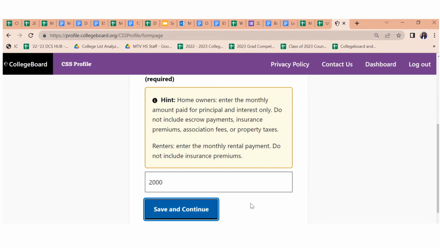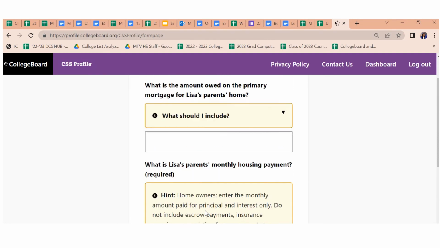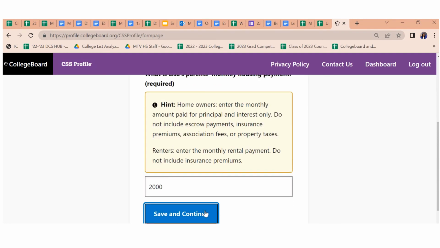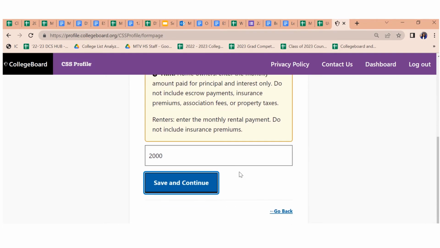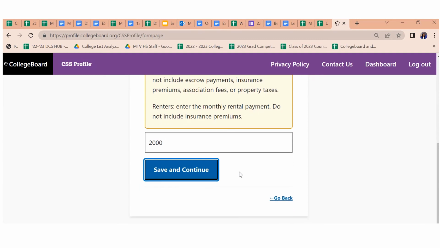And I know in this example, we are working through an example of a family who owns the home, but you'll be asked similar questions if you are renting in terms of estimating what your monthly payment is. Just instead of it being a mortgage, it will be the rent that you pay.